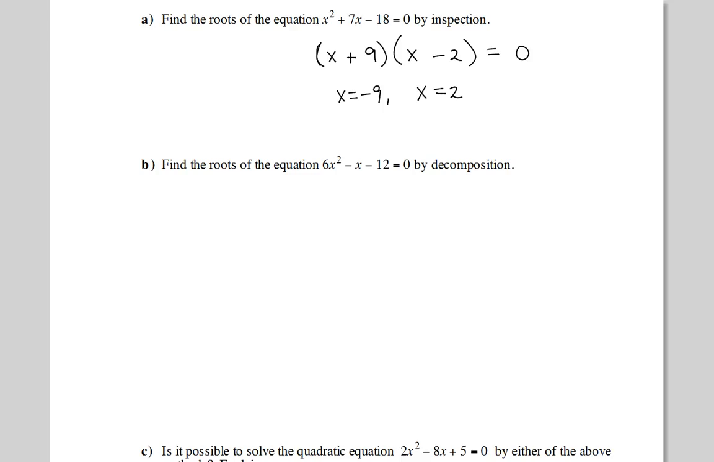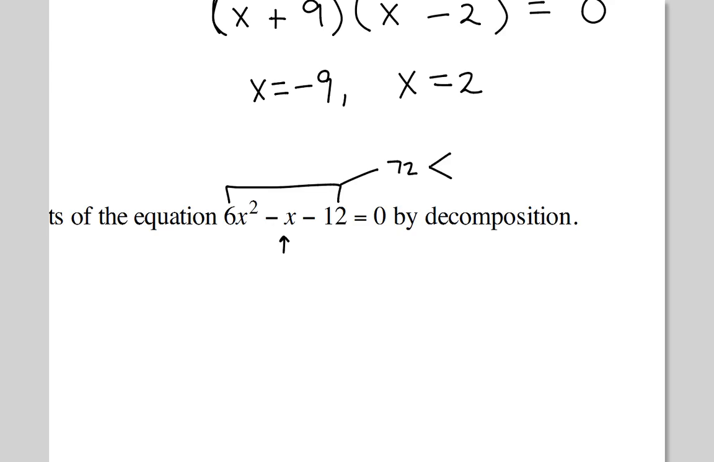All right, next one. Using decomp. So this is a quick review. 6 times 12 is 72? Which factors of 72 get you to negative 1? So it's a negative 72. Which factors are off by only 1? 9 and 8. Which one's negative? The 9. Okay, so break down that middle term. So minus 9x plus 8x minus 12.